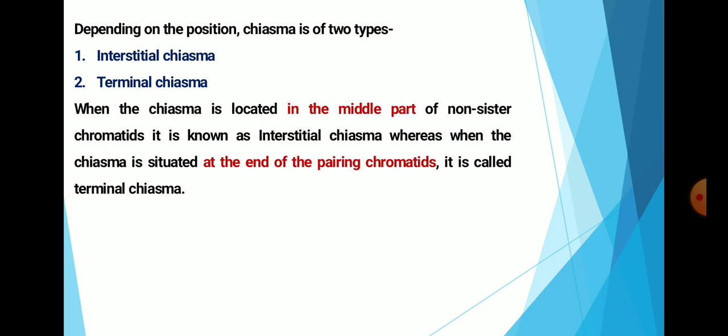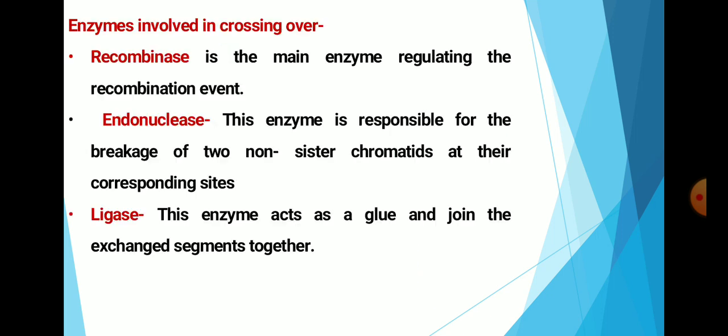Depending on the position of chiasmata, chiasmata are basically of two types. First one is interstitial chiasma. When chiasma is located in the middle part of the non-sister chromatids, this is known as interstitial chiasma. Whereas when chiasma is located at the end of pairing chromatids, it is called terminal chiasma.